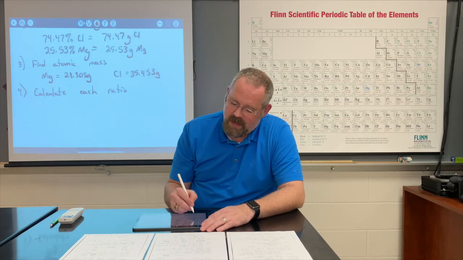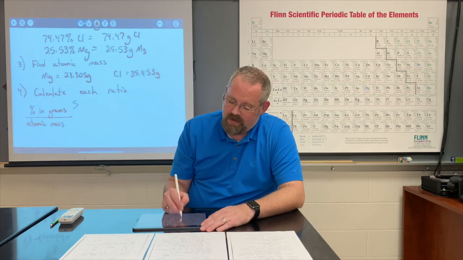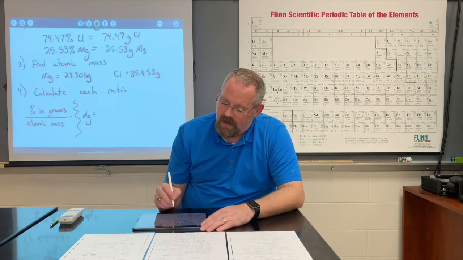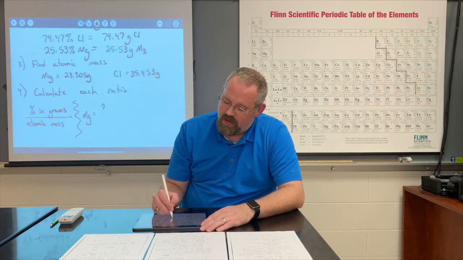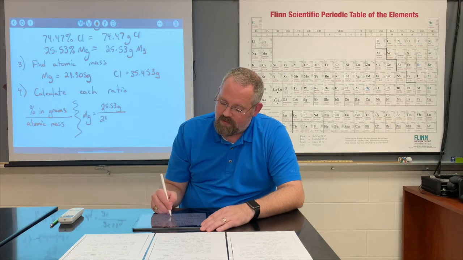So I'm going to take magnesium. Well, you're going to do that by taking your percent in grams, and you're going to divide that by your atomic mass. Okay, so for magnesium, I'm going to take my percent in grams, so 25.53 grams, and I'm going to divide that by my atomic mass, which is 24.305 grams.